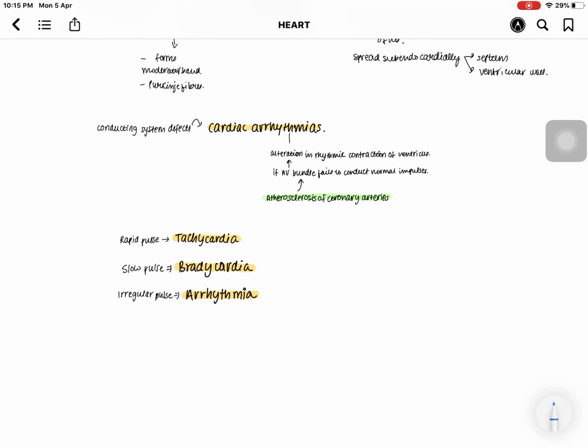Usually, conducting system defects cause cardiac arrhythmias. If there is atherosclerosis of the coronary arteries, the AV bundle fails to conduct the normal impulses. There will be alteration in rhythmic contraction of the ventricles, leading to arrhythmias. What is arrhythmia? Arrhythmia is nothing but an irregular pulse. Tachycardia is a rapid pulse, and a slow pulse is bradycardia, usually less than 60 beats per minute.